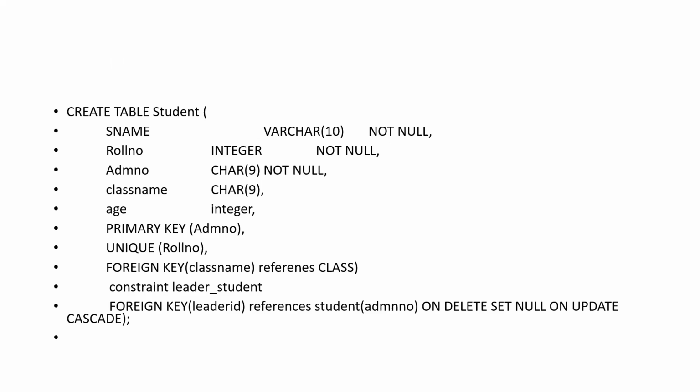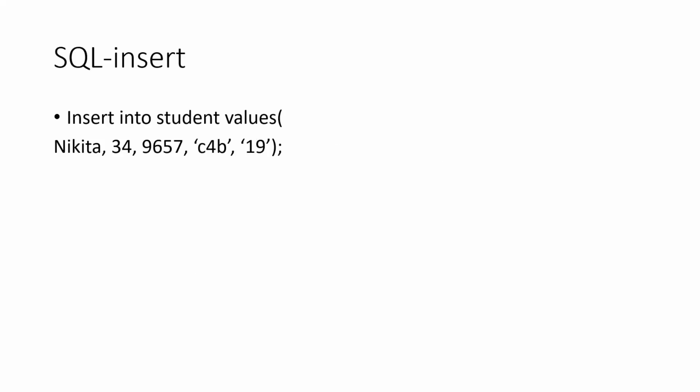Suppose this is the creation of the student table. Here the order is student name, roll number, admission number, class name, and age. There are 5 attributes. So the SQL insert command into the student table: insert into student values Nikita, 34, 9657, C4B, 19. Here Nikita is the name of the student. The roll number of Nikita is 34, the admission number is 9657, the class name is C4B, and 19 is her age.